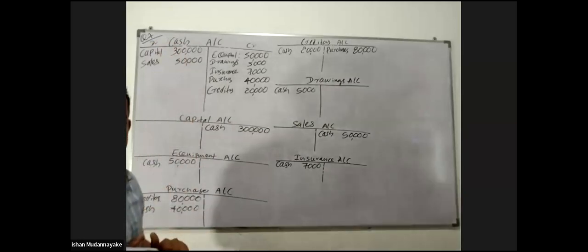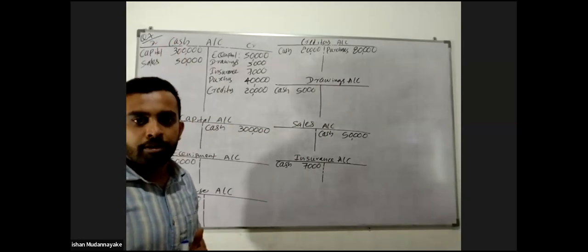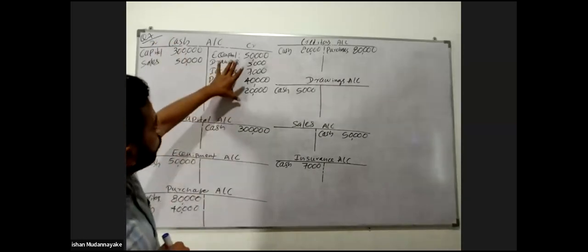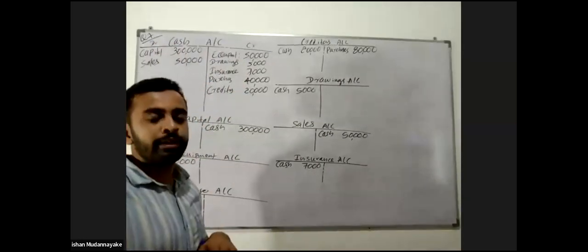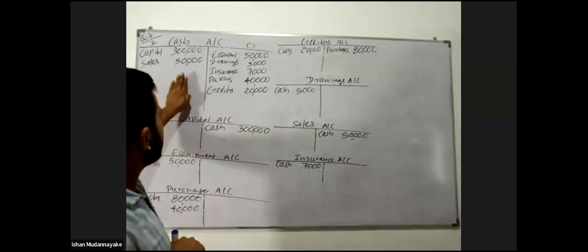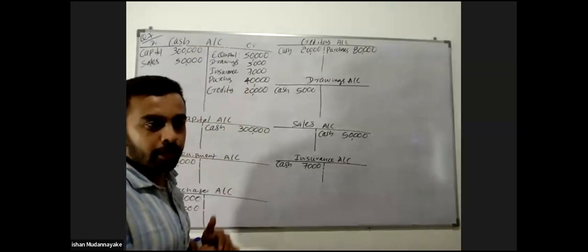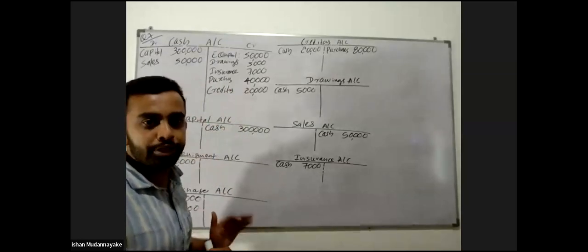Here, in the cash book, the debit side shows the total receipts, the total cash received. The credit side shows total cash payments. Total cash receipts, total cash payments. How to balance off a ledger account?